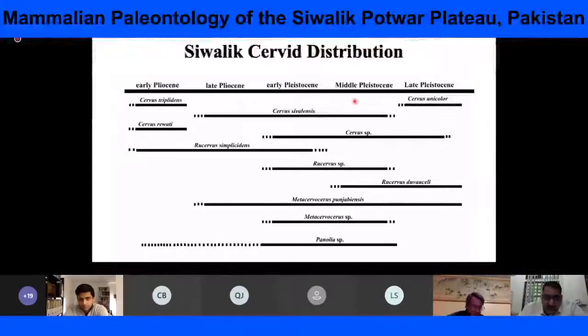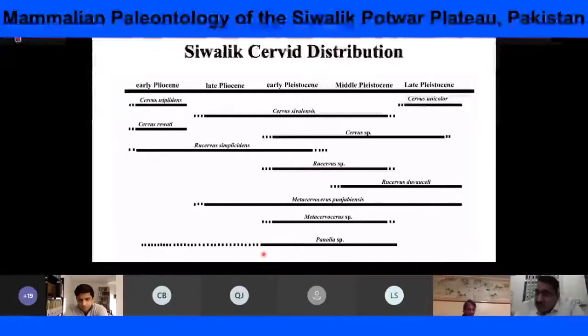Cervus species are also reported from the early Pliocene to late Pleistocene, but more specimens are required to identify the exact tribe. Axis species are also reported from the early Pleistocene to middle Pleistocene. Their Metacervus punjabiensis and Metacervus species, Panolia, are also reported from the Siwaliks.